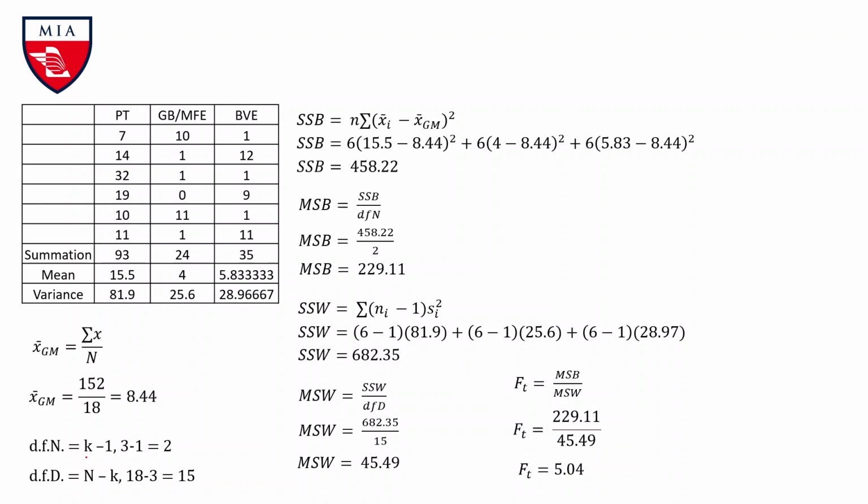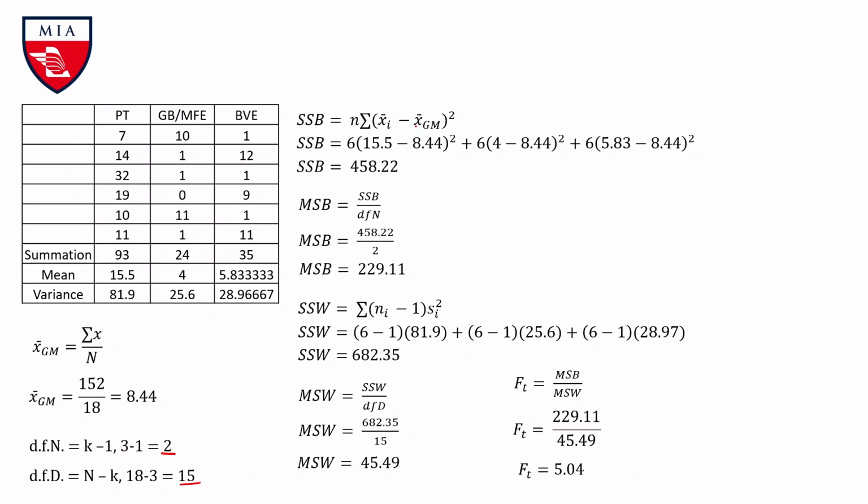In order to find the DFN, DFN is equal to K minus 1. So 3 minus 1, we have 2. DFD is N minus K, so we have 18 minus 3. Our DFD is 15. In order to find the F-test statistic, we need to find the ratio of MSB and MSW. First, for the MSB, we have SSB over DFN. And for the MSW, all we need to do is have the ratio of SSW over DFD.